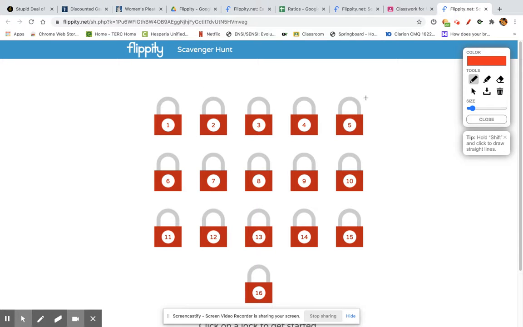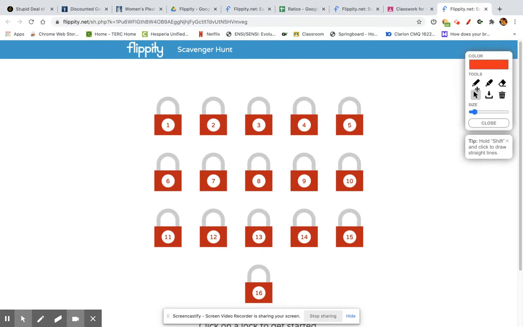Hello, class. Today we are going to be doing these ratios. I'm going to do a couple of them with you, and you'll get to do the rest on your own. All right, so let's go ahead and start with, let's go ahead and do every fourth one.